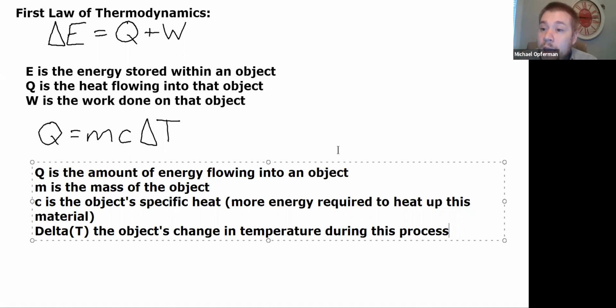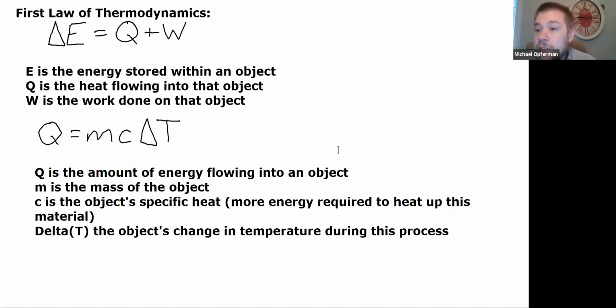So that's one way that an object can exchange heat with its environment. It can do so by raising and lowering its temperature, to basically raise its temperature to store the energy or lower its temperature to emit the energy.